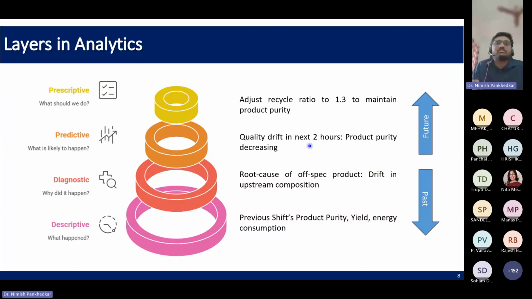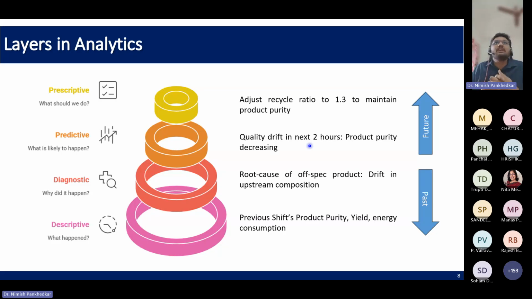Next comes the diagnostics. So as sir rightly suggested, we'll look into the data, we'll do a root cause analysis and try to find what was the issue leading to the generation of off-spec material. So we go and look into the data of what was the issue. So maybe the answer could be that the upstream composition has changed, the feed composition has changed, for example. Now what? These two buckets are where we take reactive or corrective action.